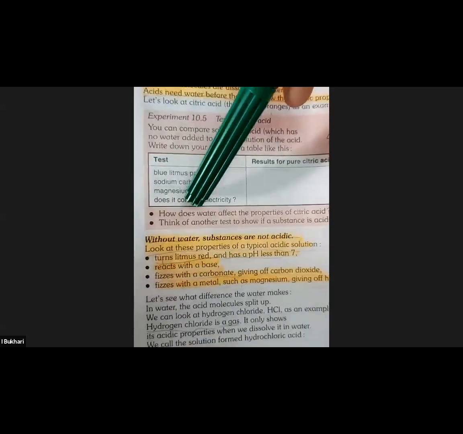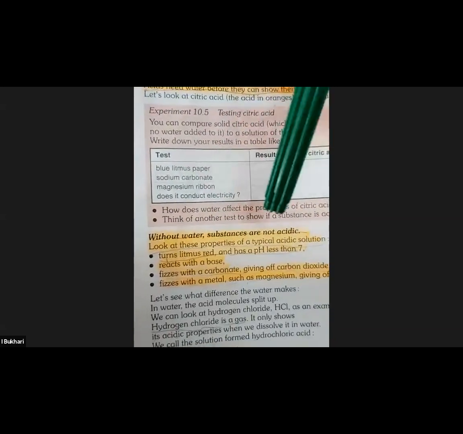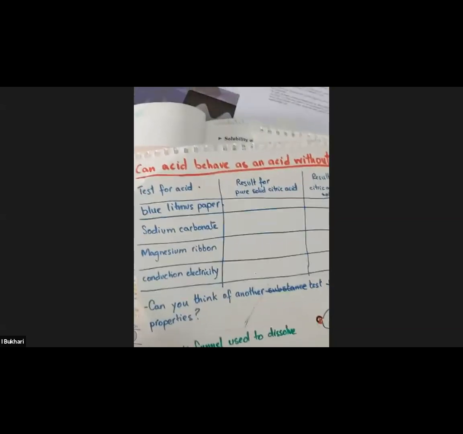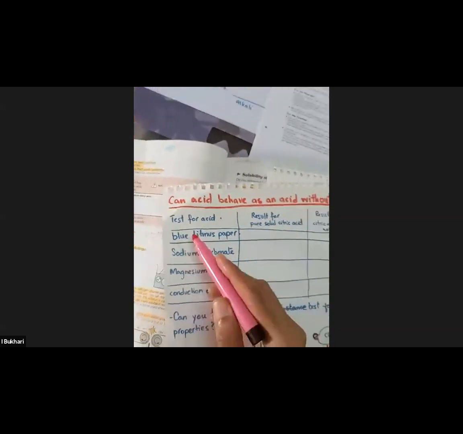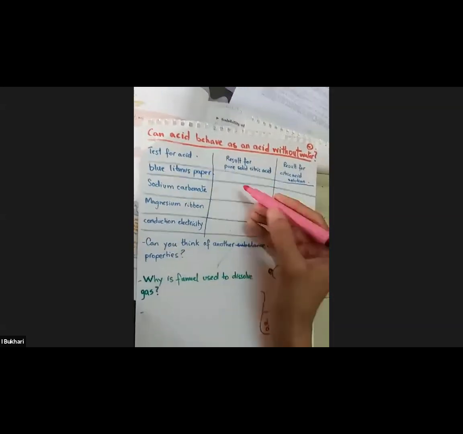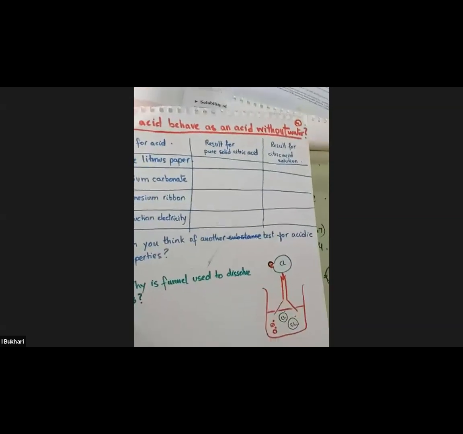Okay, conduct electricity. Why are they using the conduction of electricity to compare the two? First, before I talk about the conduction of electricity, let's do this table together. Let's do what we already know. Test for acid, result for pure solid citric acid, blue litmus paper. What will I see? What will be my observation? Let's do this table together.